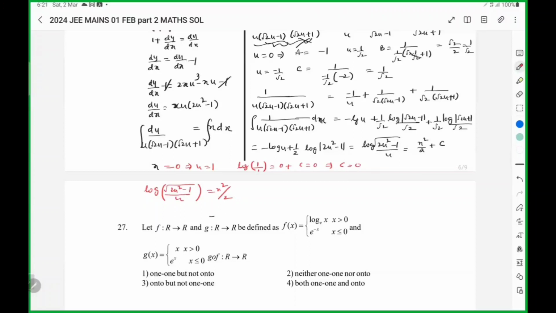What is here? e power x squared by 2 is root of 2u square minus 1 by u. e power x square is 2u square minus 1 by u square. 2 minus 1 by u square is e power x square. 2 minus e power x square is this. And here u square is 1 by 2 minus e power x square.